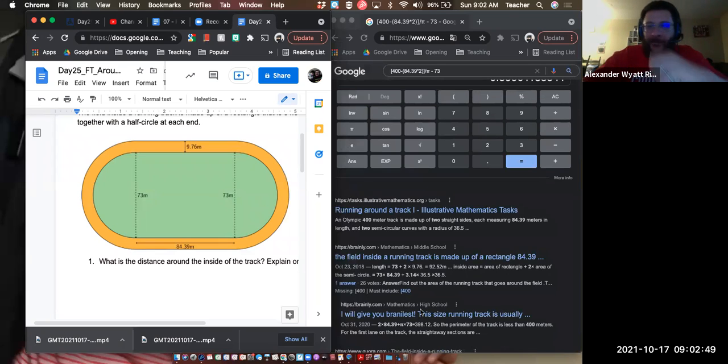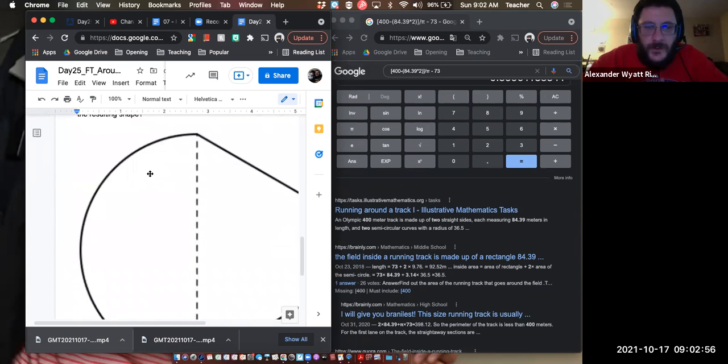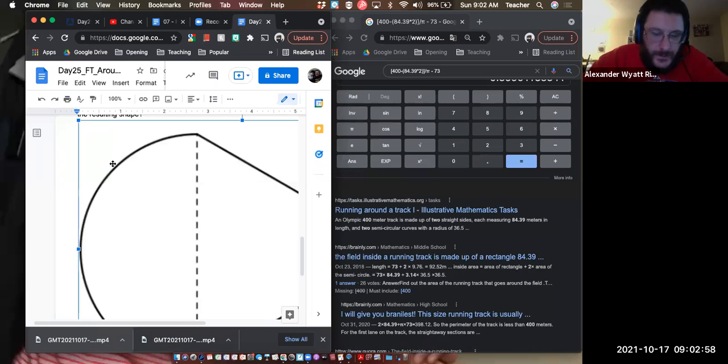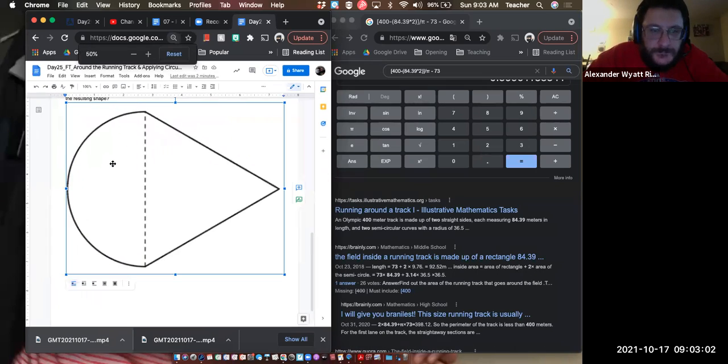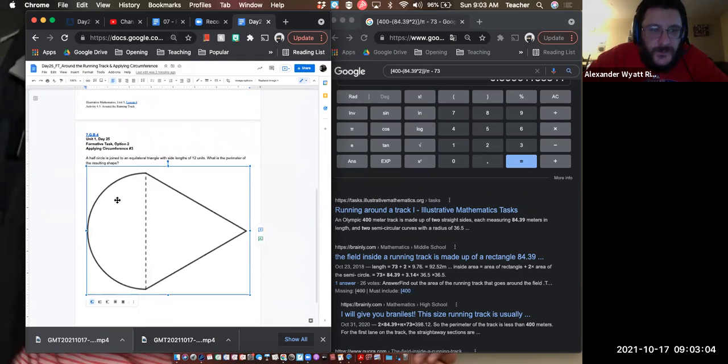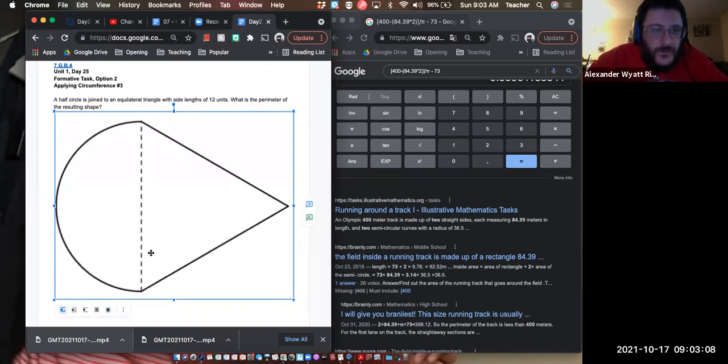All right, let's take a look at the next one. This one, let me make it smaller. This is a half circle, side length 12 units. So this is 12 right there. Therefore, the diameter is 12.